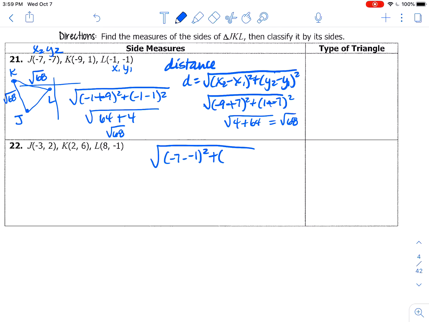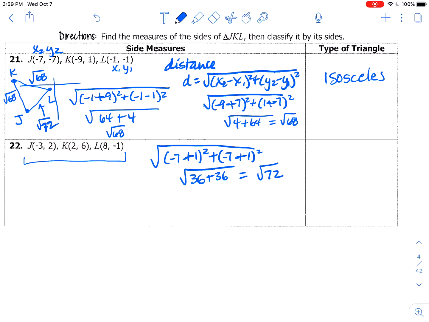So here I am subtracting. Let's see, I've got -7. That is my x2 minus my x1. So then I'm going to subtract y2 minus my y1. Okay, so let's see, that's a double negative, so that's going to be -6 squared, so that's 36. And that's also 36. And so that's the square root of 72. This guy is the square root of 72. And so I can see that I have an equilateral. Oh, whoa, just kidding. If I have two sides congruent, my bad, that is an isosceles.